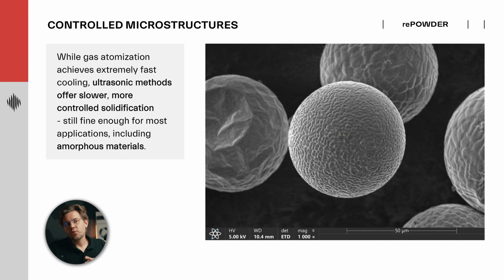Another topic is cooling rates in both methods. Gas atomization usually provides a very high cooling rate, providing a very fine microstructure. In the case of ultrasonically assisted methods, the cooling rate is lower, usually around an order of magnitude lower than in gas atomization. It is still possible to get a fine microstructure or metallic glasses there, but in some cases the dendrites are coarser or the microstructure is not as fine as in gas-atomized materials.